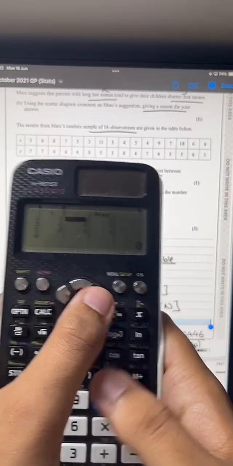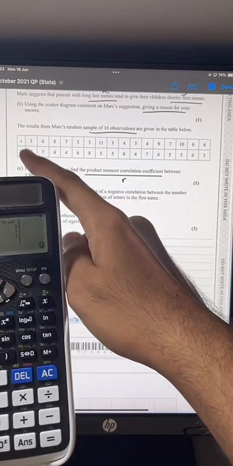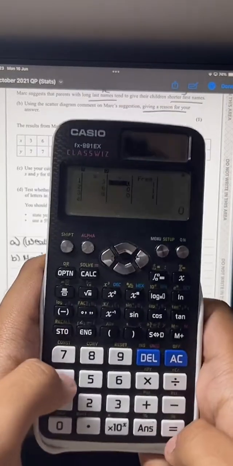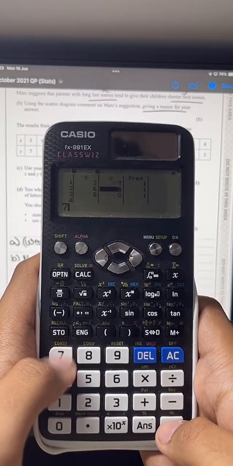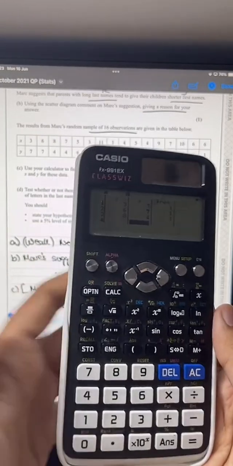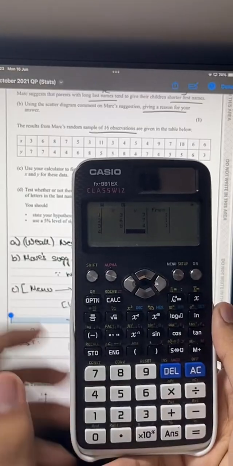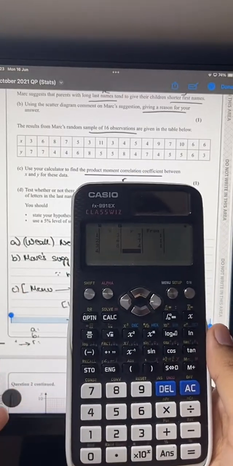I'm not going to do all of it now. And then my y values, I'm doing the corresponding one. So 7, 7, 4. Make sure you put them in order. So you have 7 equals 4 equals. And now I've input all of them. Imagine I've done all that. I need to find what R is, right? How am I going to do that?